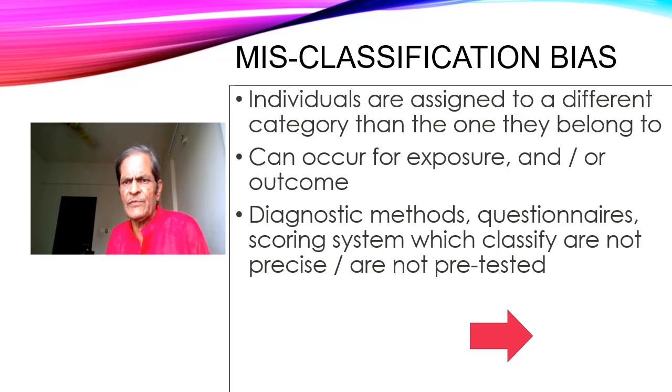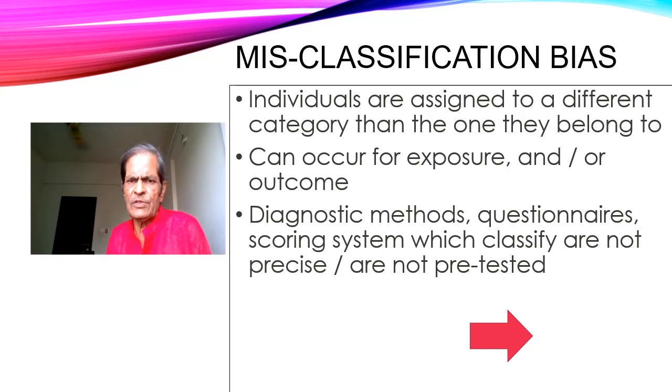It can occur for exposure or for outcome. So you may be categorizing the exposure, mild exposure, moderate exposure, heavy exposure, something like this. Or outcome, wherein you are categorizing them as mild disease, moderate disease, severe disease. And if the criteria for making these are ambiguous, not objective, then the misclassification bias is likely to occur. A person belonging to mild is put by mistake into the moderate category. A person belonging to moderate is put into the severe category, or the reverse way. So if this occurs, it is called misclassification bias.